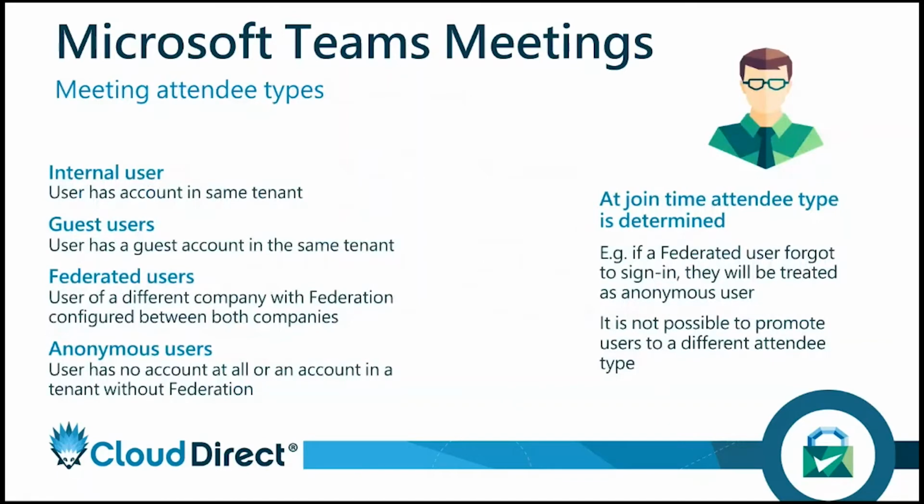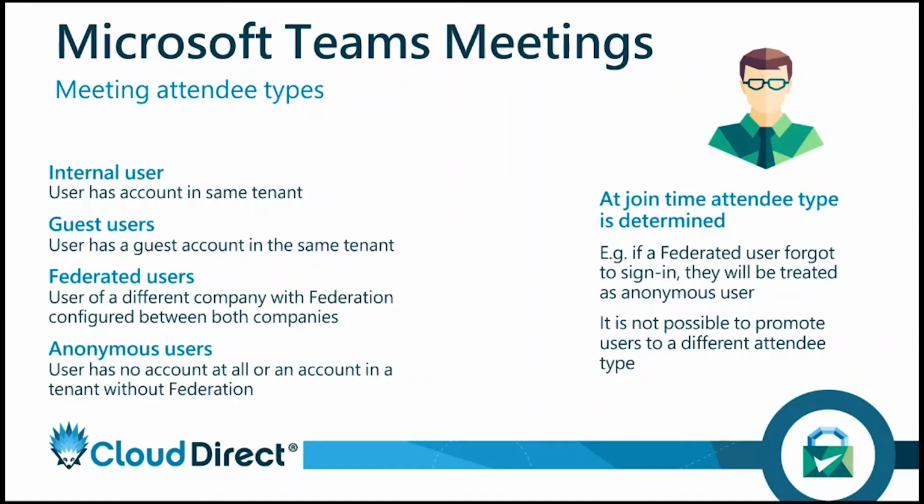In a meeting, there are 4 different types of user as they join the meeting and how they're classified. So an internal user is someone in your same environment, in your same tenant. So if I invite someone from Cloud Direct, they're classed as an internal user to this meeting. A guest user is someone that, say, I'm working with somebody from a customer or a partner, and they've joined one of our teams, and they have a guest account that accesses that environment. So those guest users can actually then join meetings within our tenant as well.